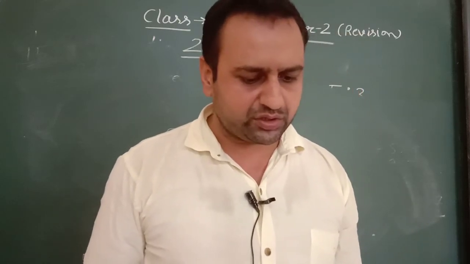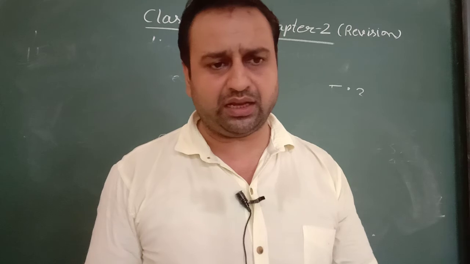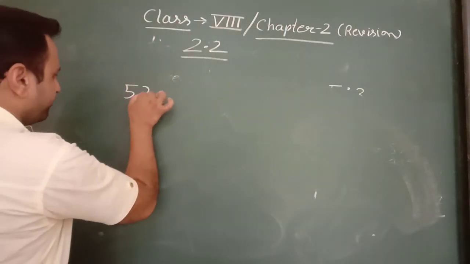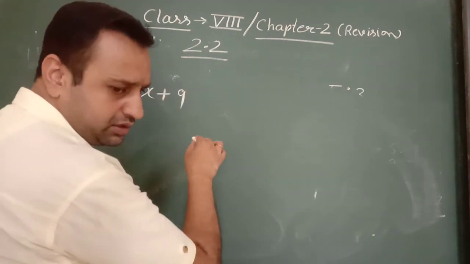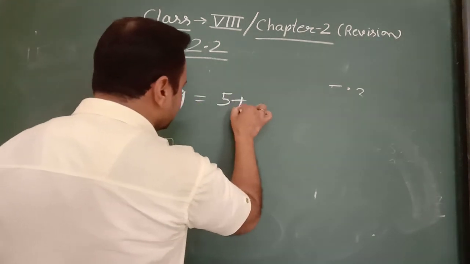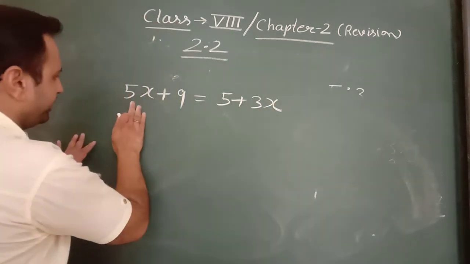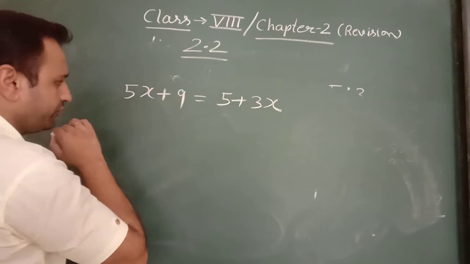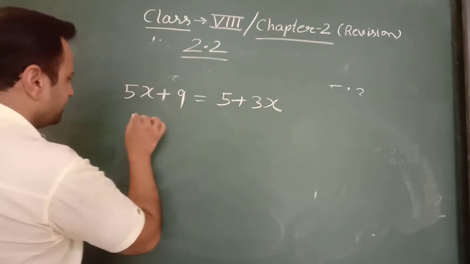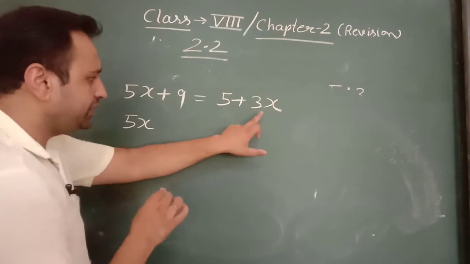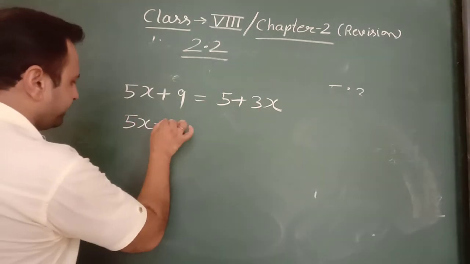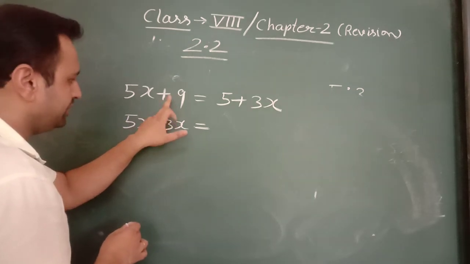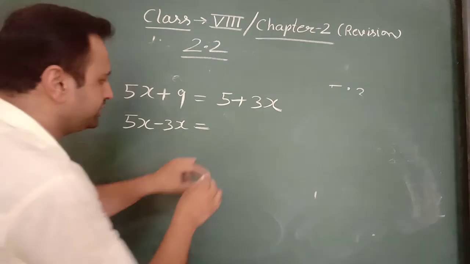Now we discuss a question in which variables is given in LHS and RHS both side. Suppose the question is 5x plus 9 is equal to 5 plus 3x. In this question, variable is both side, in left hand side as well as in right hand side. To find out value of x, we transpose 3x from RHS to LHS, and 9, which is a known number constant, we transpose it from LHS to RHS.